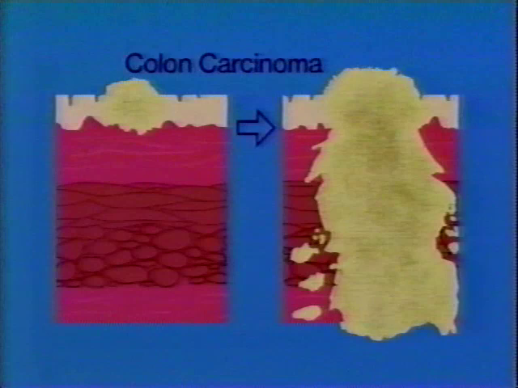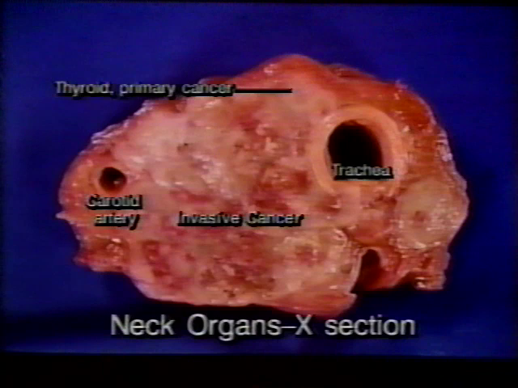A cancer originating in the colonic mucosa may form a mass which protrudes into the lumen, but which also invades deeply into the submucosal, muscular, and serosal layers of the intestinal wall. Eventually, the growing and invading cancer may penetrate the organ's external surface and extend into adjacent structures and organs, incorporating them into a fixed mass of cancerous tissue.